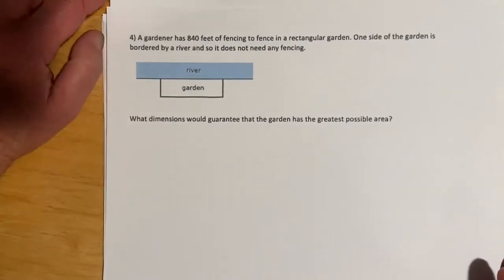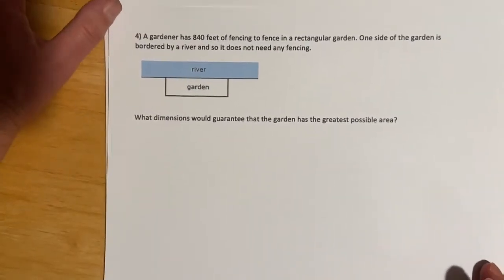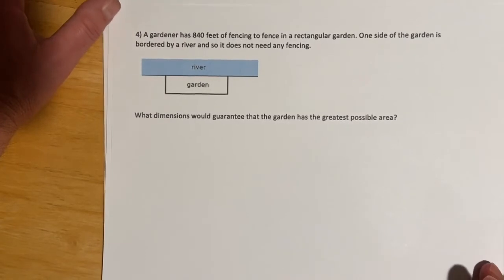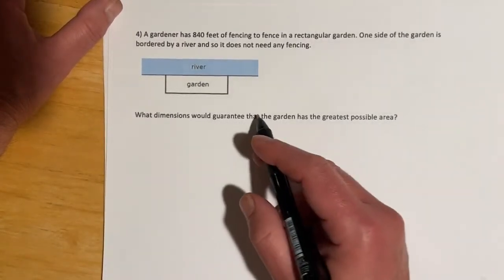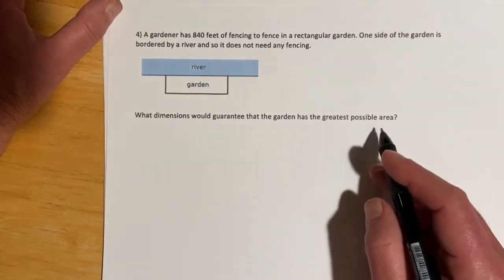Okay, so this one goes, a gardener has 840 feet of fencing to fence a rectangular garden. One side of the garden is bordered by a river, and so it does not need any fencing. What dimensions would guarantee that the garden has the greatest possible area?